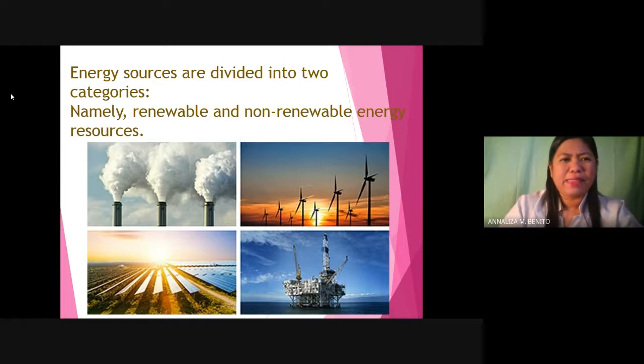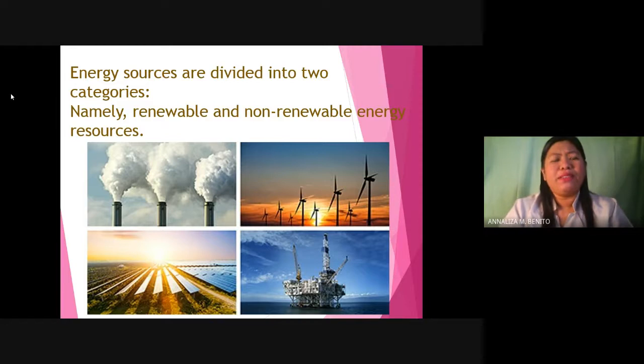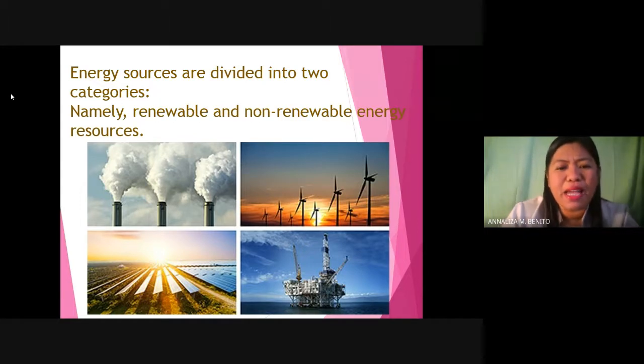Okay, class, we have energy sources, and they are divided into two categories, namely renewable and non-renewable energy resources. There are many forms of energy that exist. These energy sources can be classified into renewable and non-renewable energy. When we say renewable energy, these are replenished naturally over a short time. On the other hand, a non-renewable energy source will run out of supply once consumed because they are only present in limited amounts.